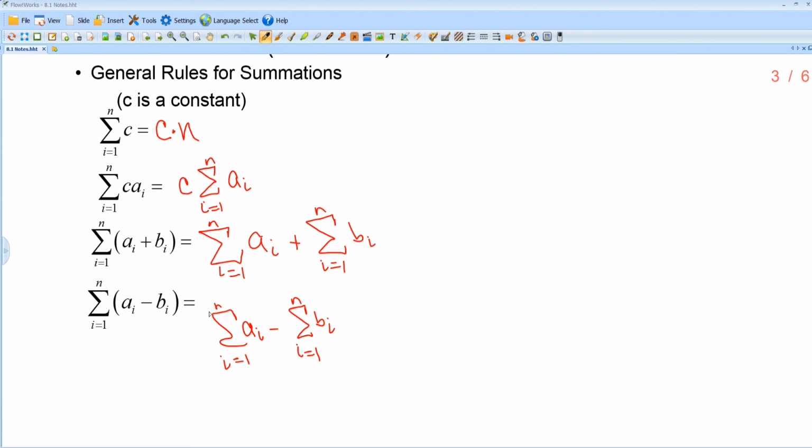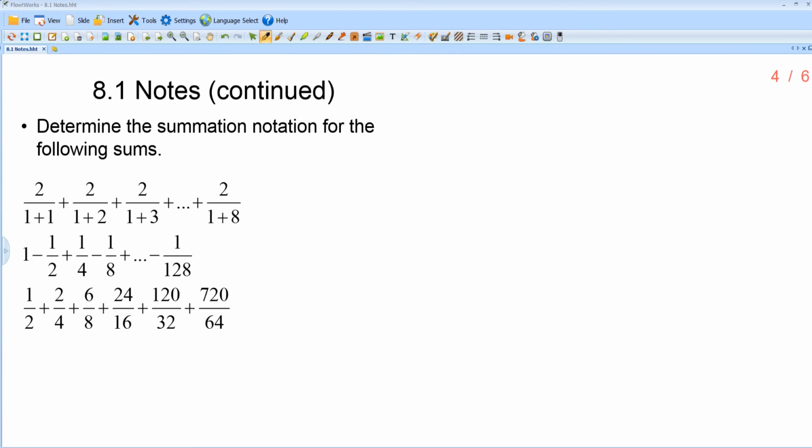All right, so just some rules to remember that help us with rewriting and stuff. So determine the summation notation. Now, these are questions that can be tricky. What you're doing in these is you're trying to write the summation notation. So for all of these, we can start off by saying, okay, this is going to be the sum.